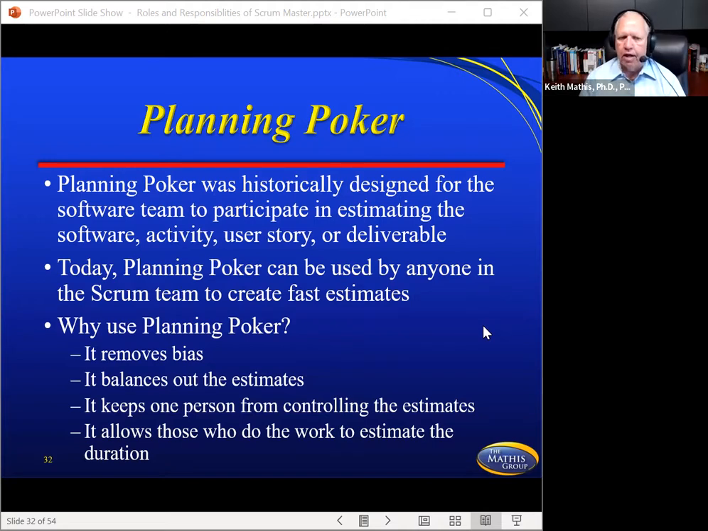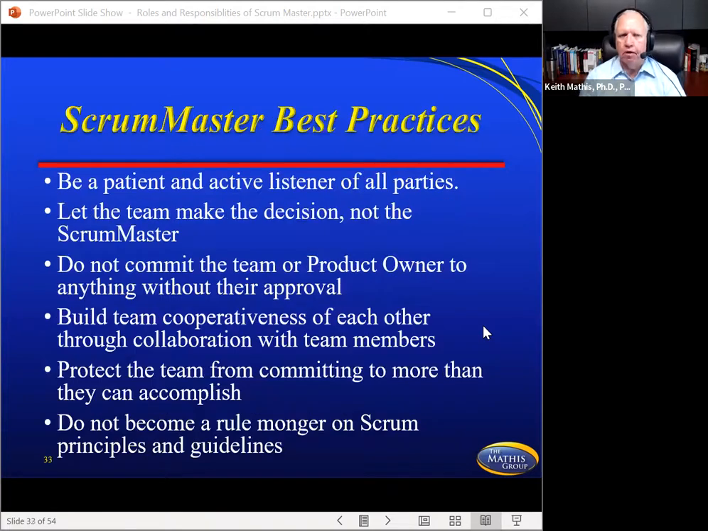So it balances out the estimate, keeps one person from controlling all the estimates, and they could be high or low, and it allows those who do the work to estimate the duration. That's where Agile and Scrum shine. The person who is estimating the work is the one who's going to be doing the work. That allows them, with that expertise, to realize, man, I didn't put enough hours in this. It was much more complicated than I thought, or I put way too many hours in it. So they're going to be evolving in their estimating abilities and get much more precise as time goes on.